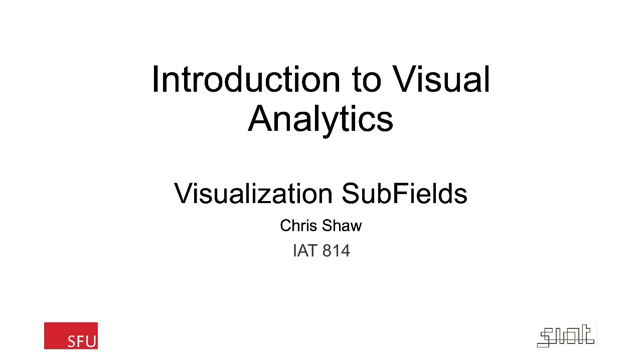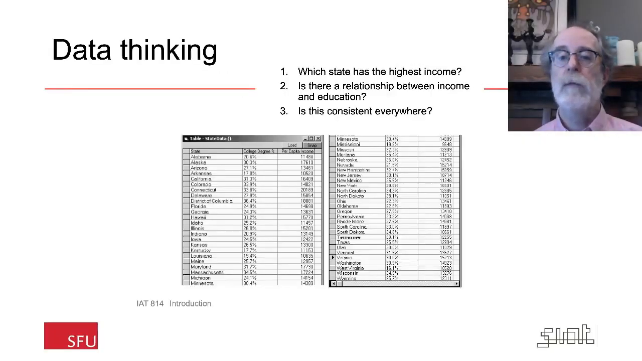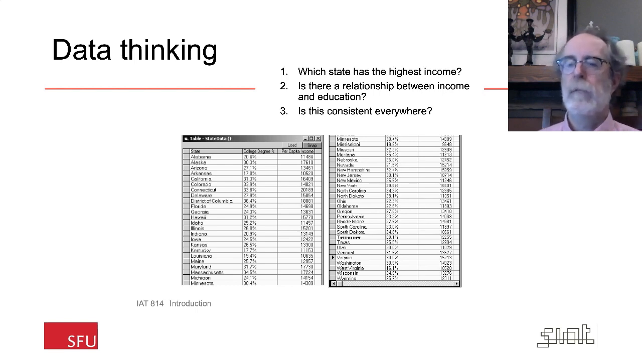In any case, I had previously shown this table here, which indicates a big old table. It was a little bit smaller in the previous slides. Which state has the highest income? Is there a relationship between income and education? And is this consistent everywhere? So those are the questions that I asked of this table.